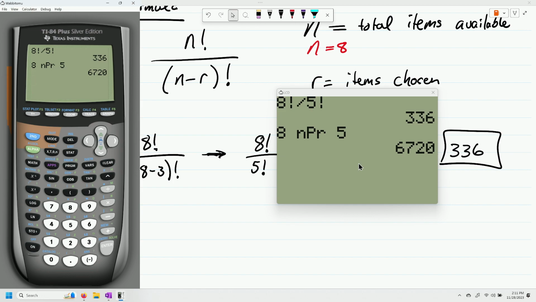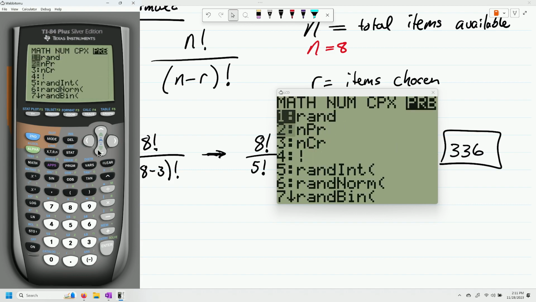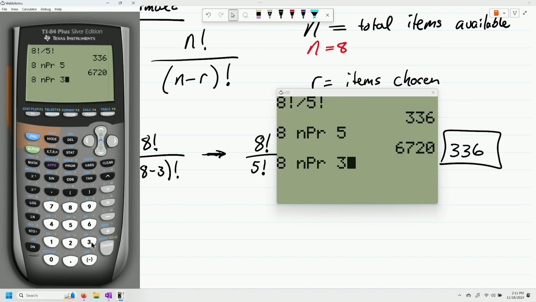And all of you should be yelling at me because it's not 8 permutation 5. It's 8 permutation 3. I looked at the wrong number by accident. And there's our 336 right there.